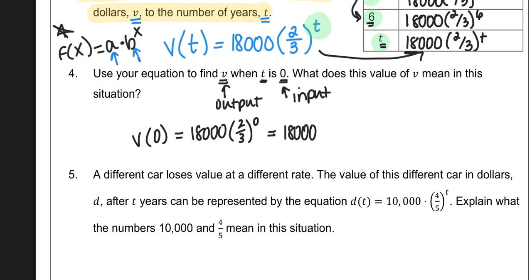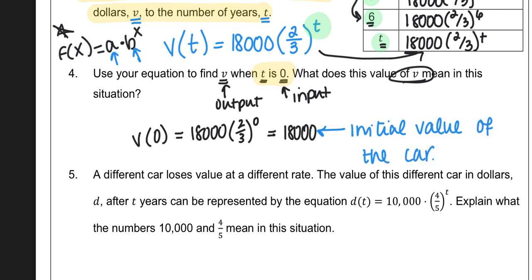So what does this value of V mean in this situation? Anytime our value of t, or that input, is 0, that means that this number is our initial value. In this case, with our context, we're talking about the value of a car. So this is our initial value of the car.